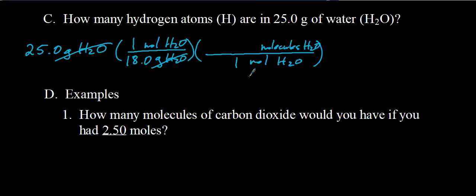Now again, let's back up a second. Why did I put molecules there? Well, water is a molecular compound. The particles of a molecular compound are called molecules. Now, if this were an ionic compound, the particles of an ionic compound are called formula units. So make sure you label that correctly. So 1 mole is Avogadro's number of particles.